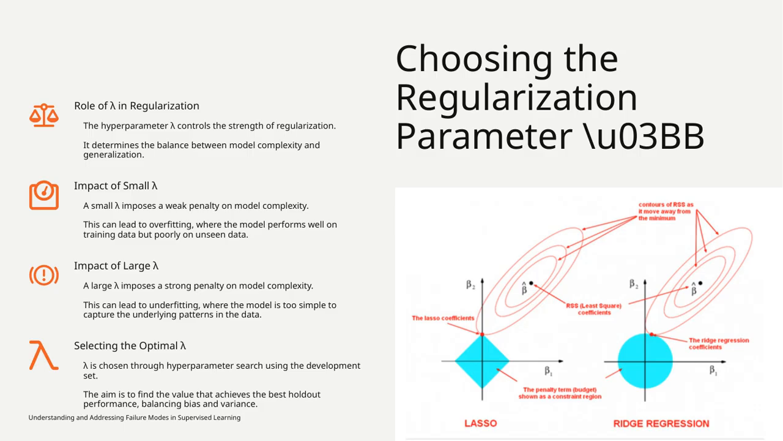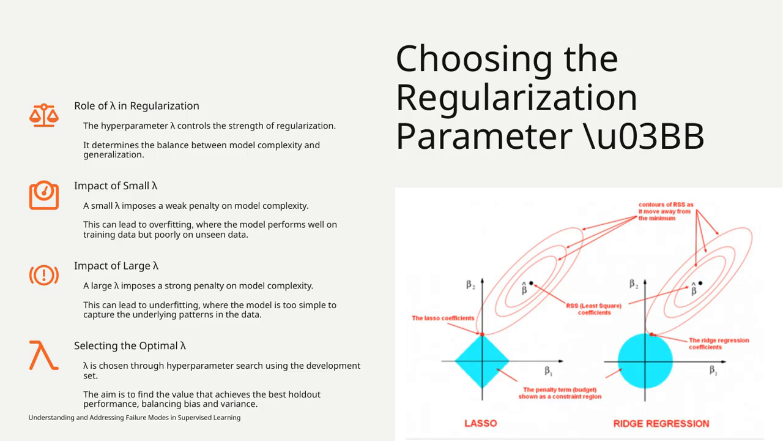Now, if lambda is too small, the penalty it applies to model complexity is quite weak. This can cause our model to overfit, meaning it performs really well on our training data, but struggles with new data. Overfitting is a common failure mode, and regularization helps us prevent that. On the other hand, if lambda is too large, we impose a very strong penalty on complexity. This can lead to underfitting, where the model is too simple to capture the underlying patterns in the data. So, choosing the right value of lambda is crucial.